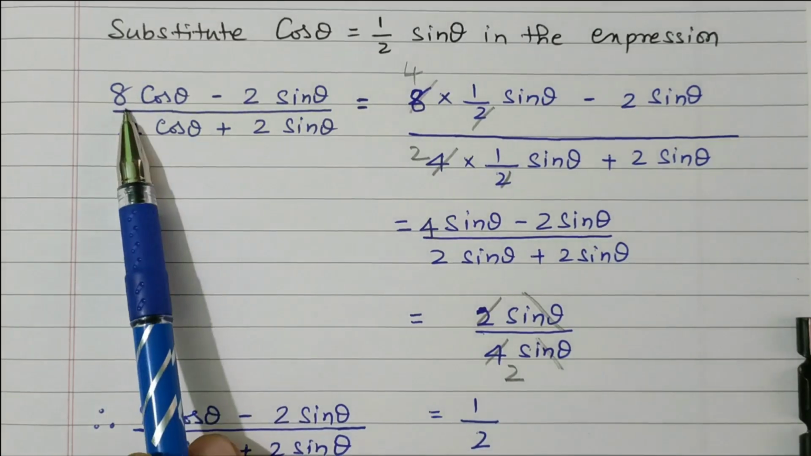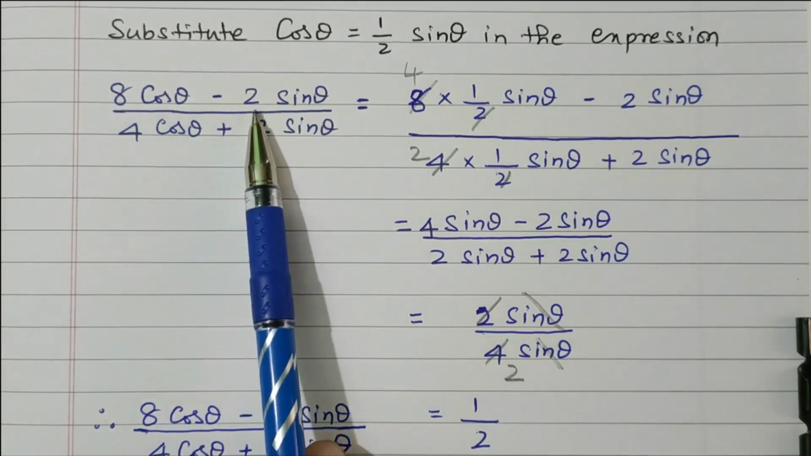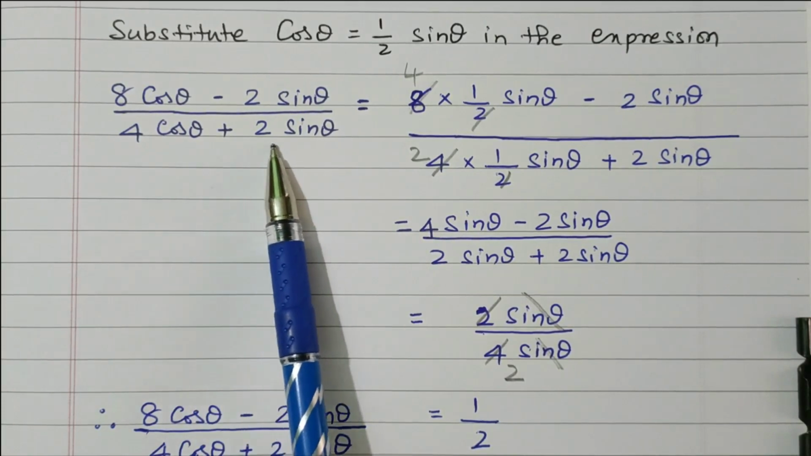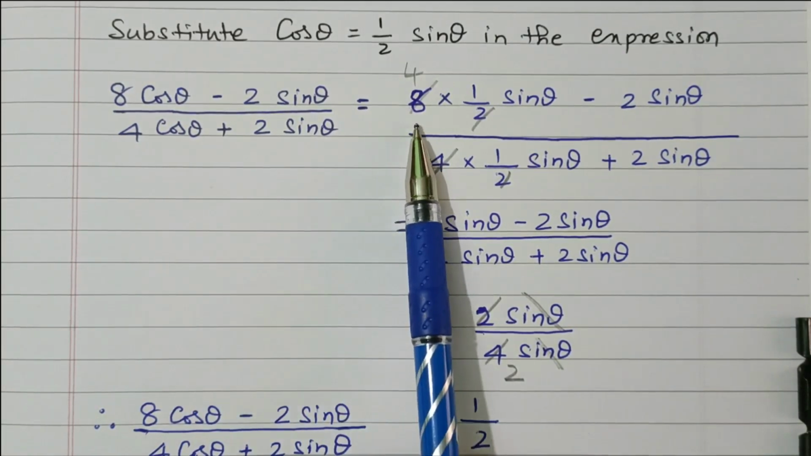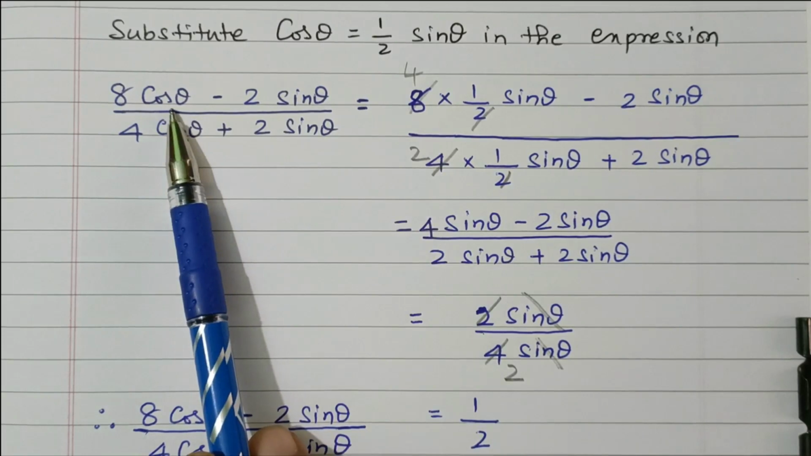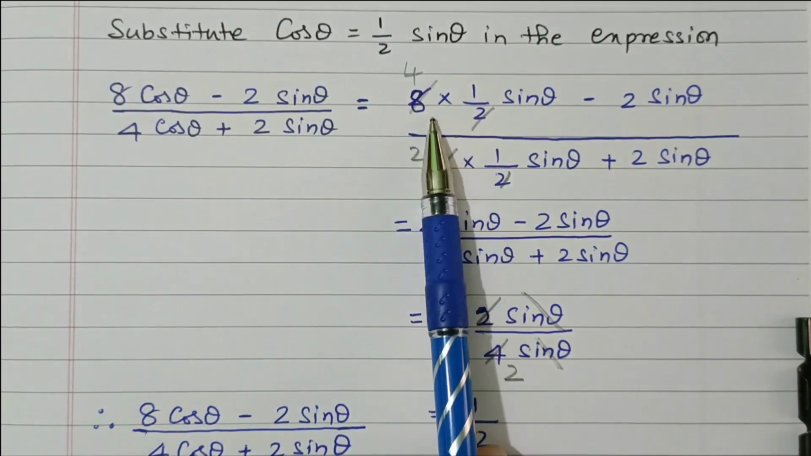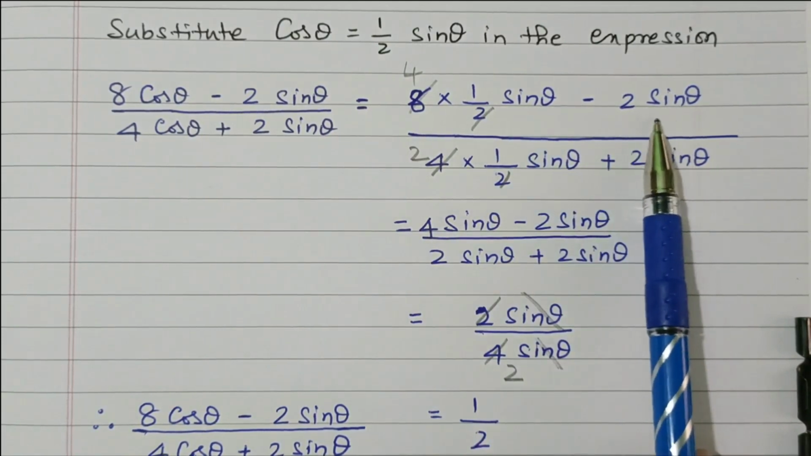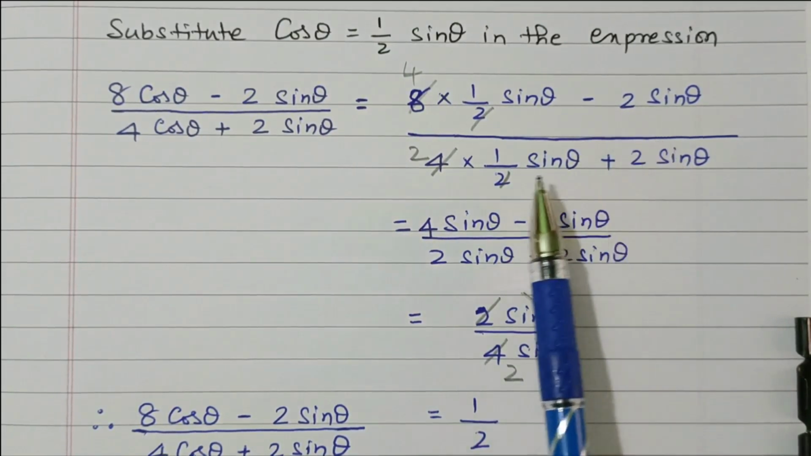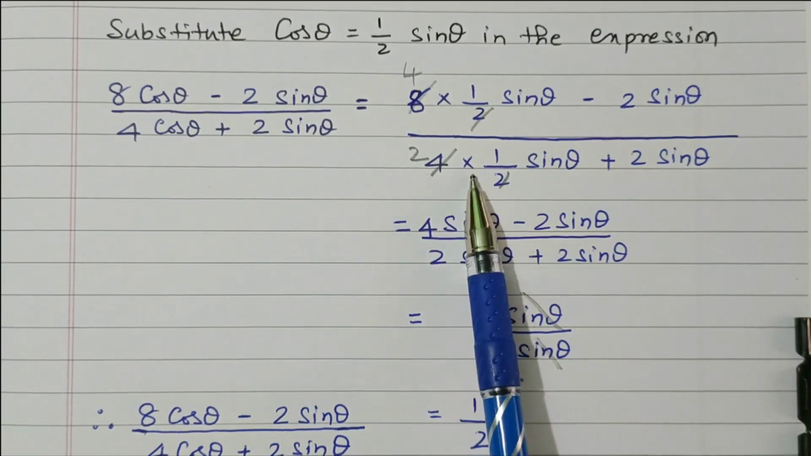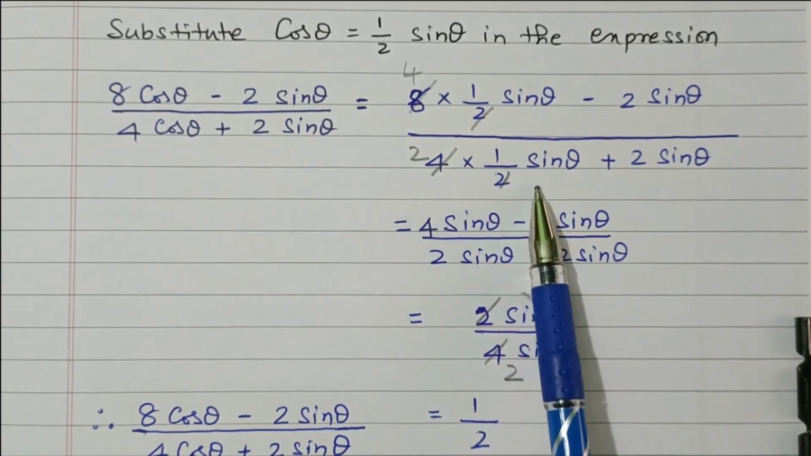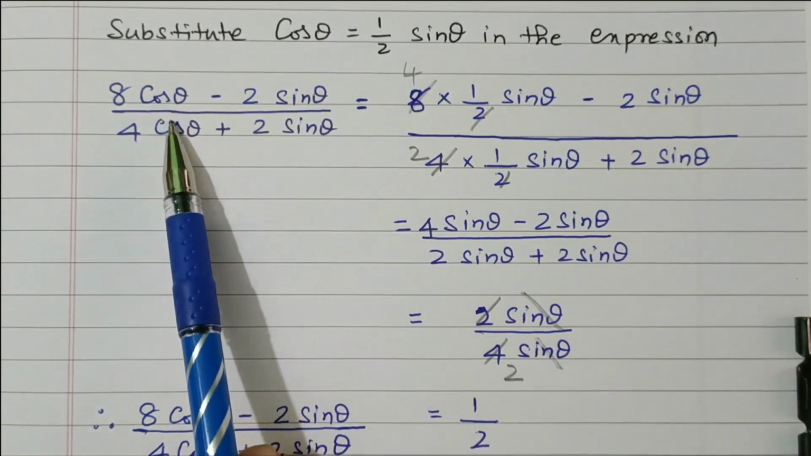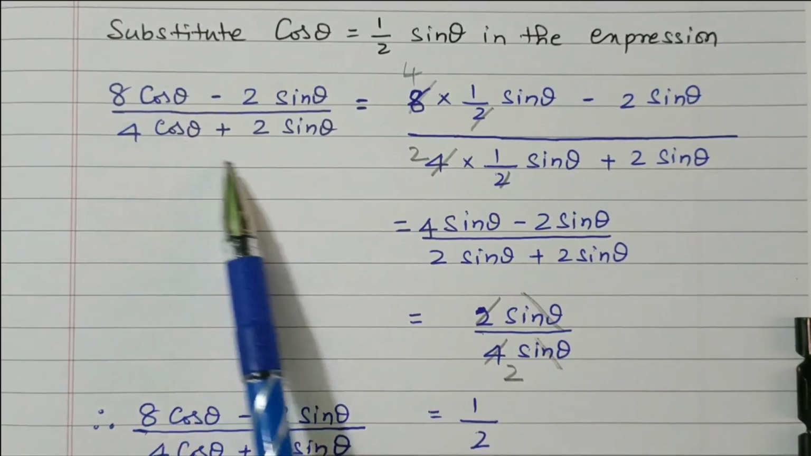So the given expression is (8 cos theta minus 2 sin theta) divided by (4 cos theta plus 2 sin theta). That is equal to 8 into cos theta, which is nothing but 1/2 sin theta, minus 2 sin theta. We are keeping the sin theta as it is. Divided by 4 into cos theta, cos theta is replaced by 1/2 sin theta, plus 2 sin theta. Only the cos theta is replaced by 1/2 sin theta.